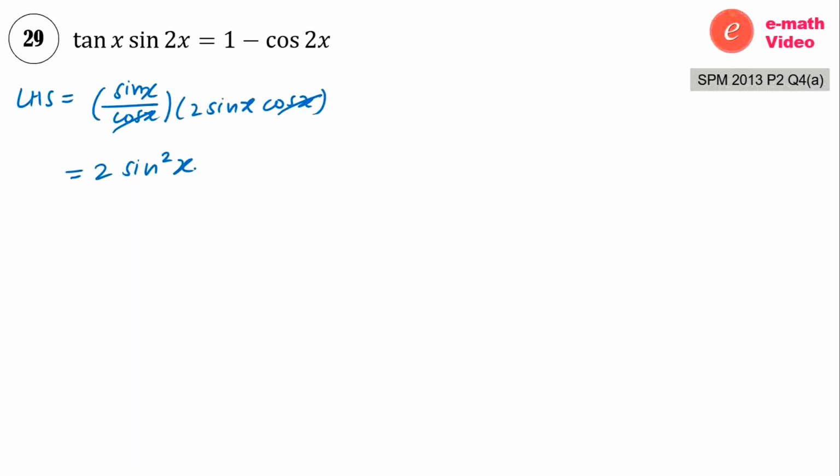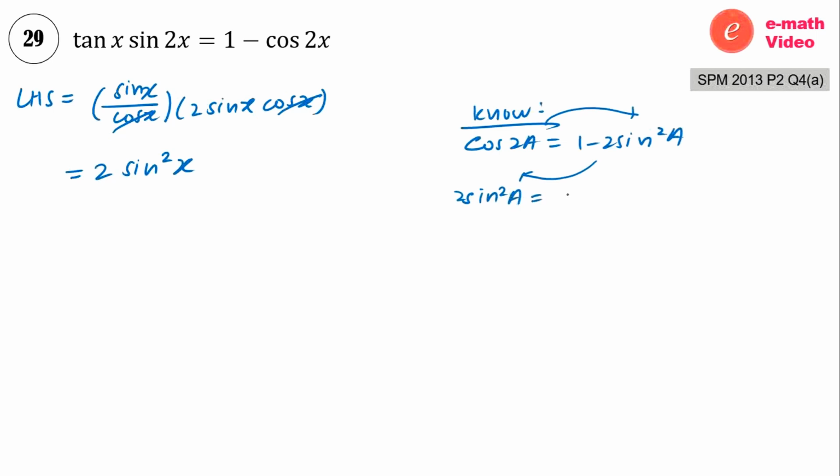It's actually very obvious already, because we know that from the double angle formula, cos 2a equals 1 minus 2 sine square a. So this one moves to this side, and this one moves to the other side. We'll have 2 sine square a equals 1 minus cos 2a. So straight away, 1 minus cos 2x. Proven.